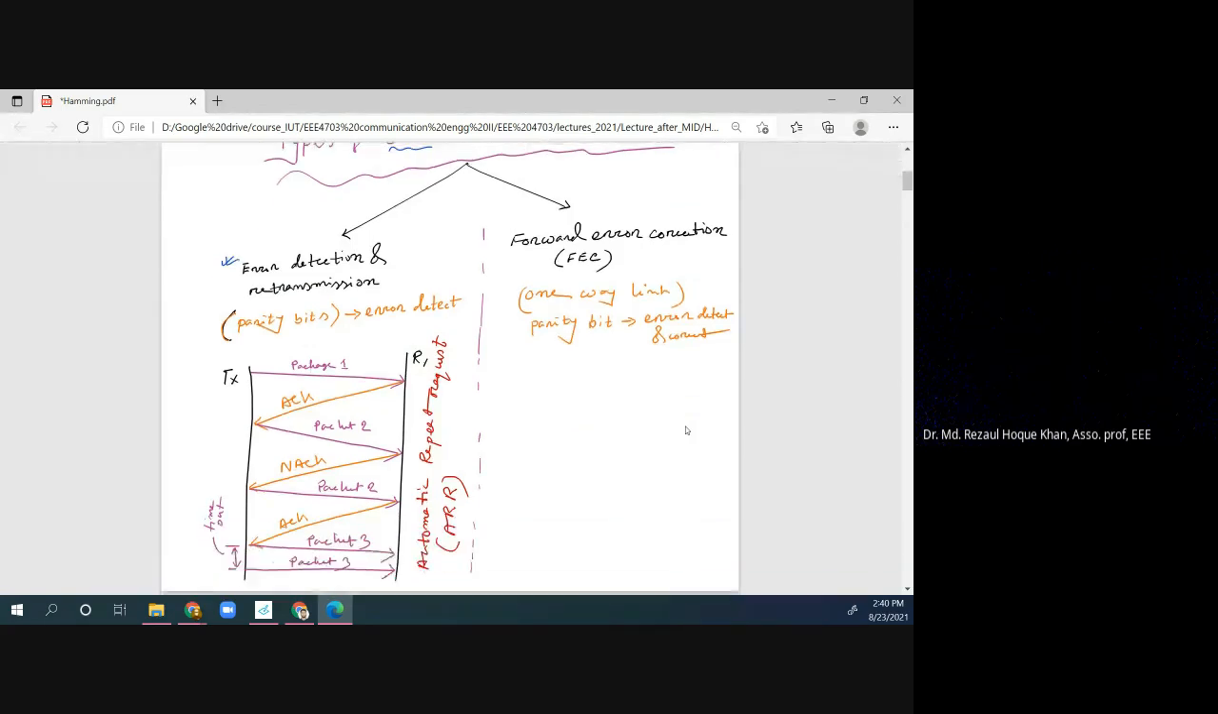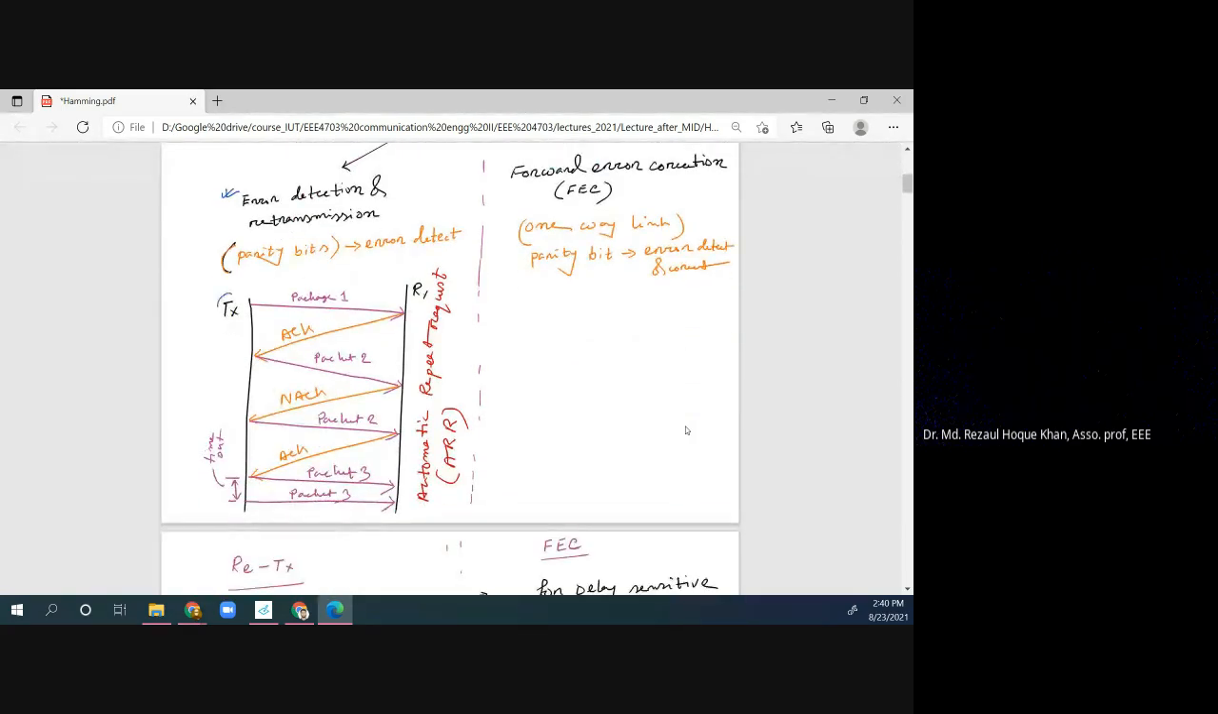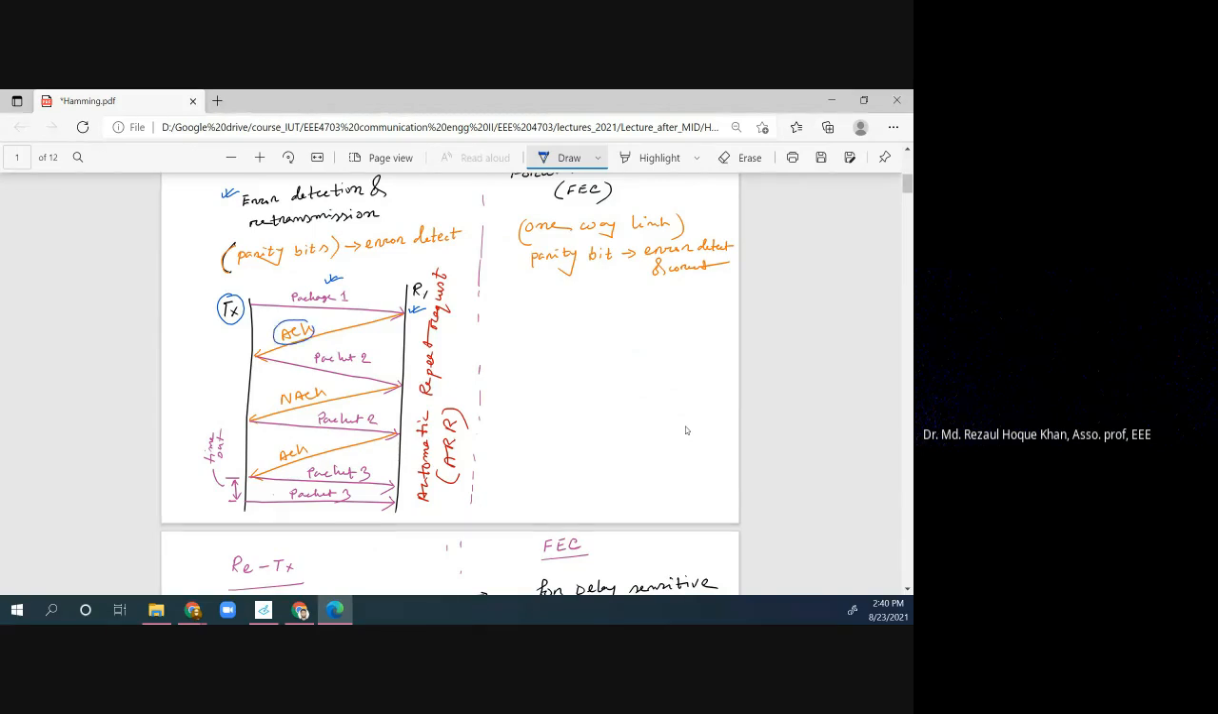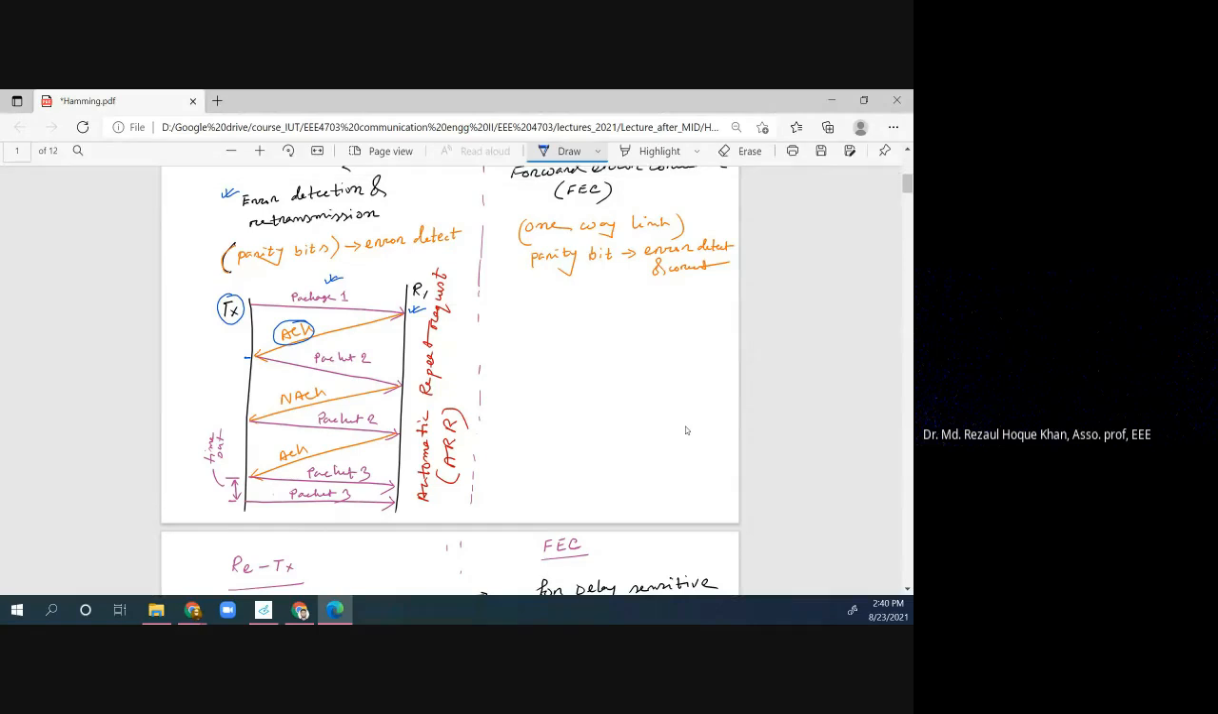What happens in the simplest way? For example, you have a transmitter sending packet 1, and the receiver receives that packet. If it receives it correctly, it will send an acknowledgement saying it received correctly. Then the transmitter will send the next packet.